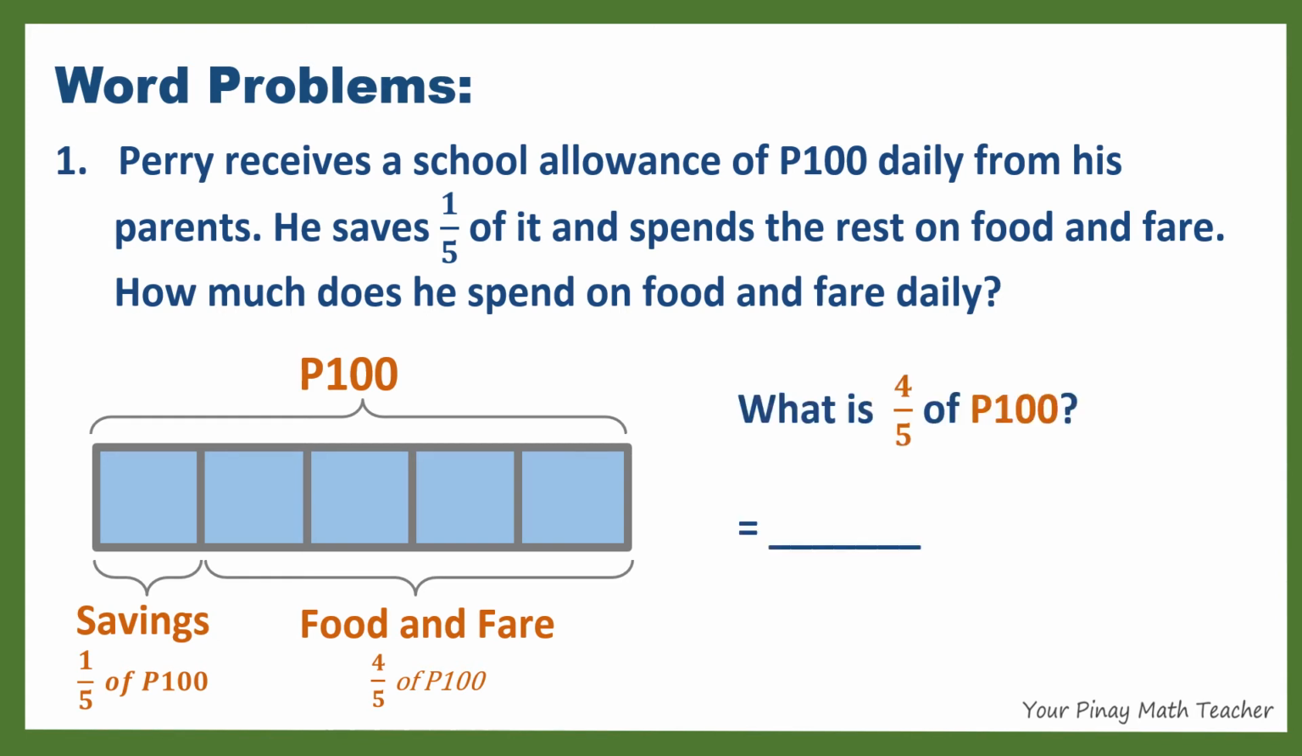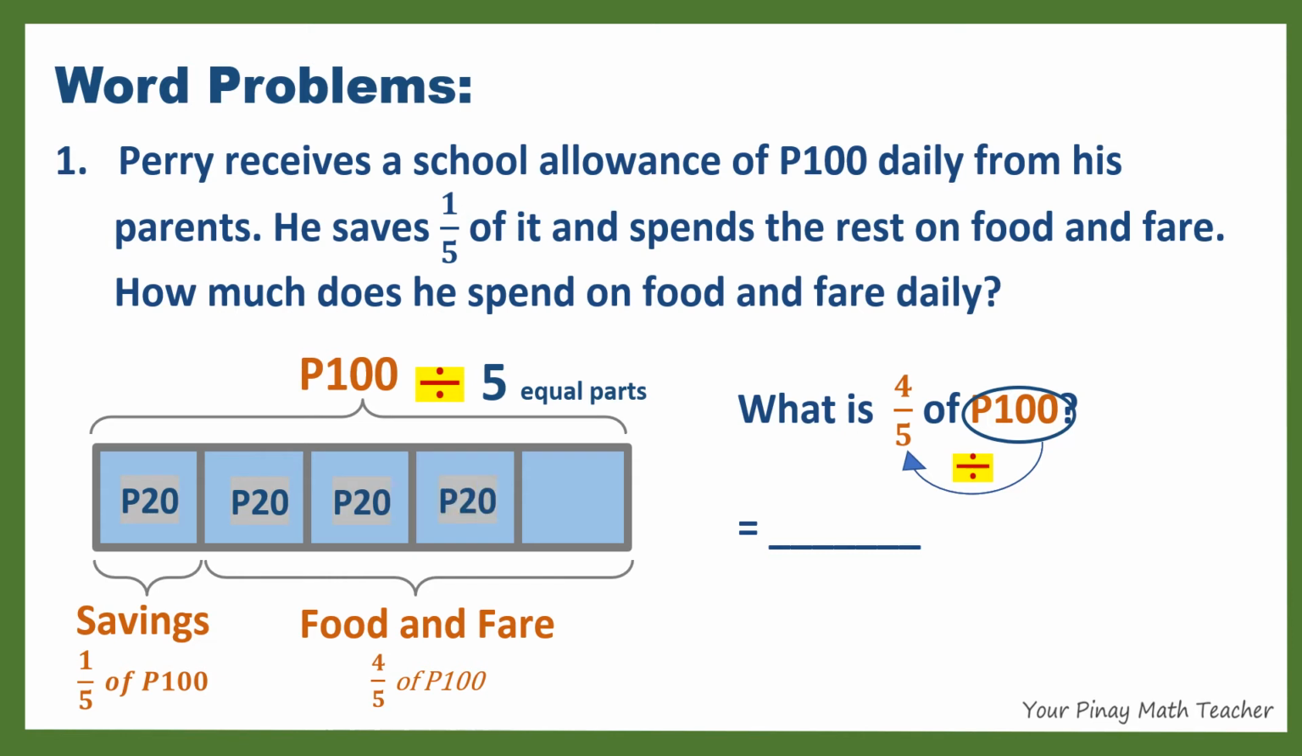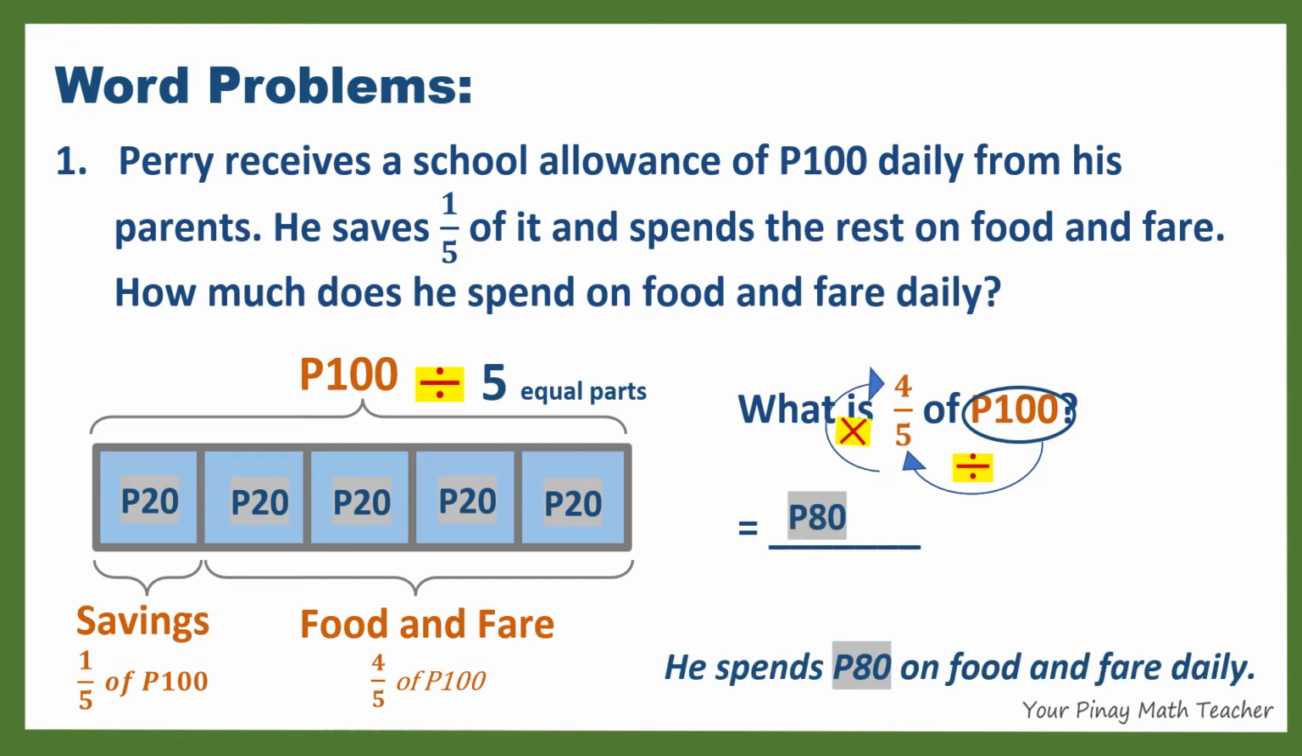So what is 4/5 of 100? Since we are asked for the amount he spends on food and fare, we divide 100 by 5 equal parts. We get 20 for each equal part. So for food and fare, it consists of 4 equal parts. So 20 times 4, or 20 plus 20 plus 20 plus 20, we get 80 pesos. So he spends 80 pesos on food and fare daily.